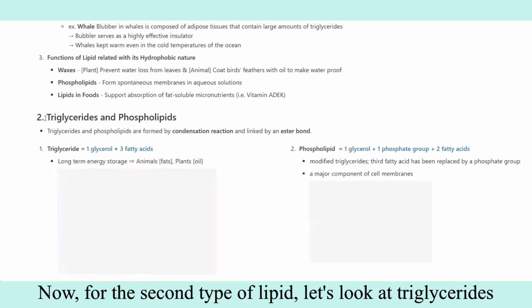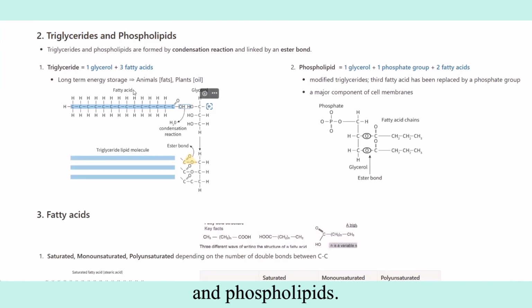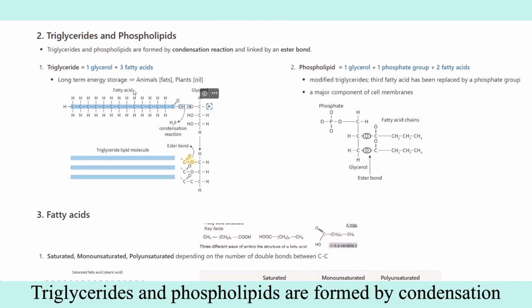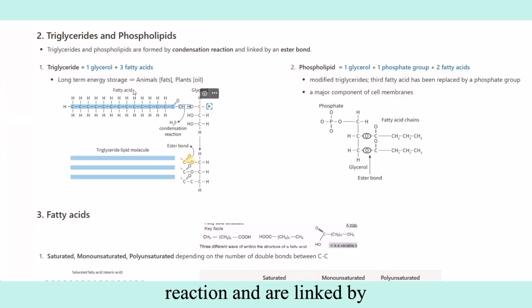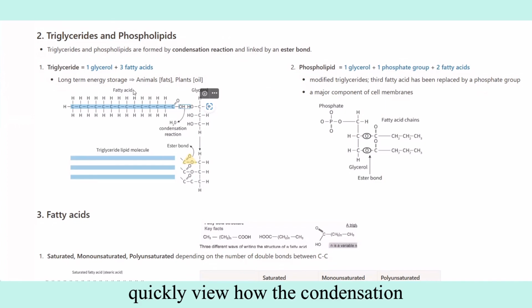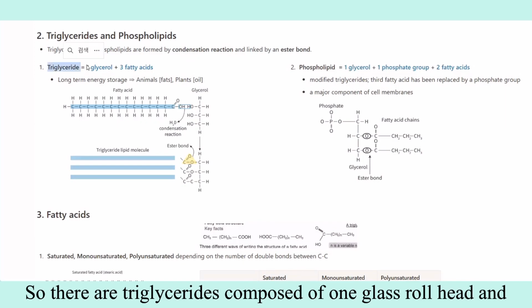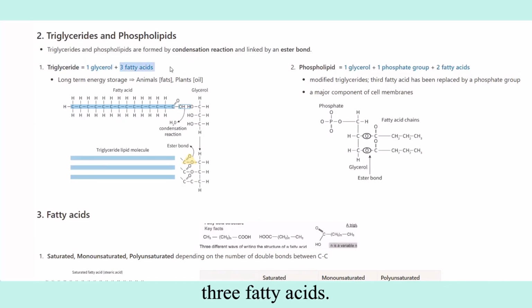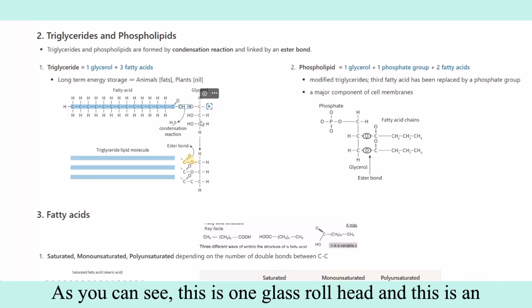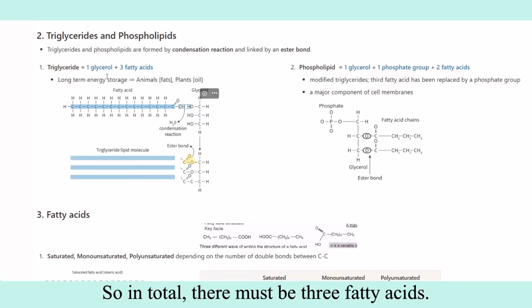Now, for the second type of lipid, let's look at the triglycerides and phospholipids. Triglycerides and phospholipids are formed by condensation reaction and are linked by ester bond. Since we've gone through condensation multiple times, let's just quickly view how the condensation reaction forms the triglyceride. So triglyceride is composed of one glycerol head and three fatty acids. As you can see, this is one glycerol head, and this is an example fatty acid. There must be one, two more.